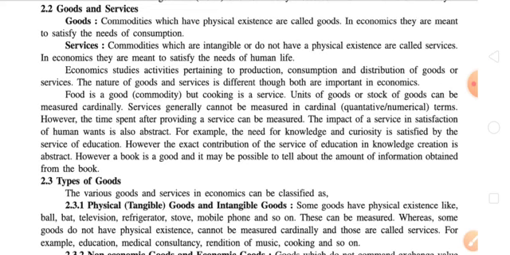In the first session we discussed a glimpse of the subject matter economics, and in the last lecture we discussed price and value. Today we are going to start with point number 2.2, that is goods and services.